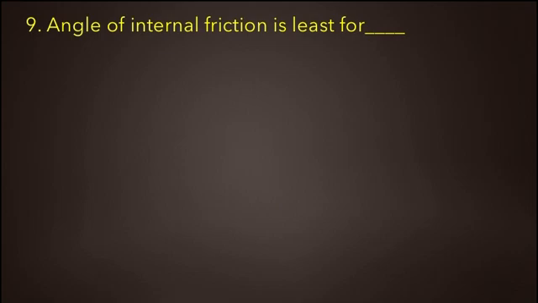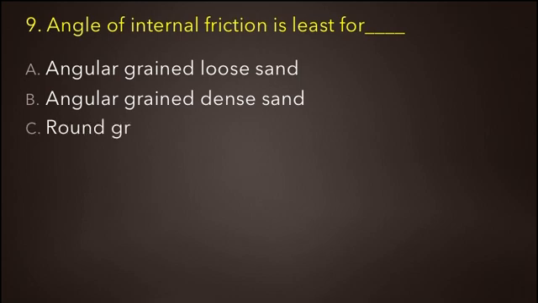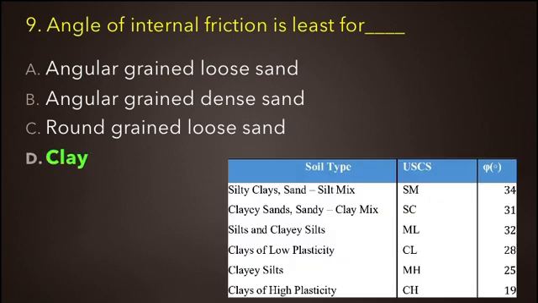Angle of internal friction is least for dash. We have options: A. Angular grained loose sand, B. Angular grained dense sand, C. Round grained loose sand, D. Clay. And the right option is clay, because theoretically the angle of internal friction for pure clay is 0 degrees.